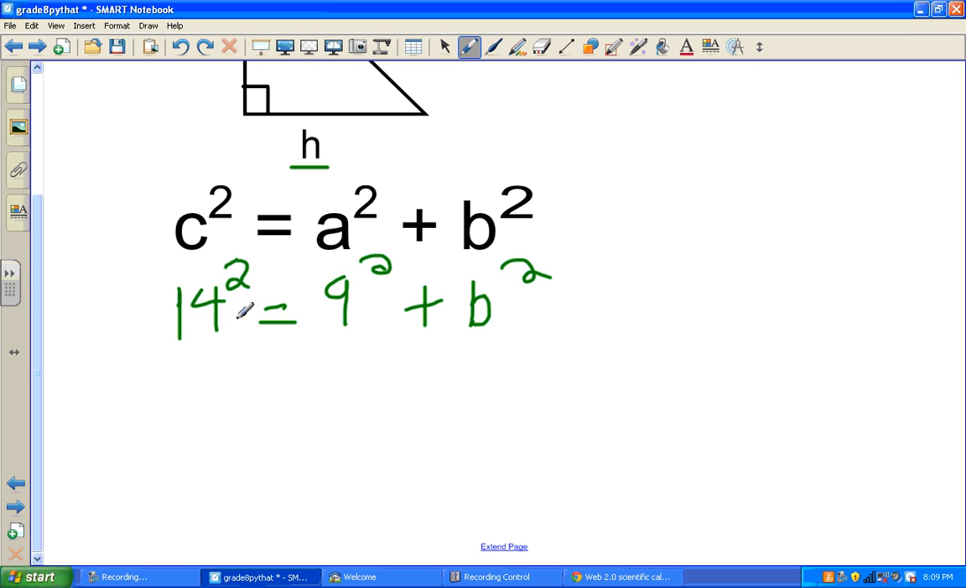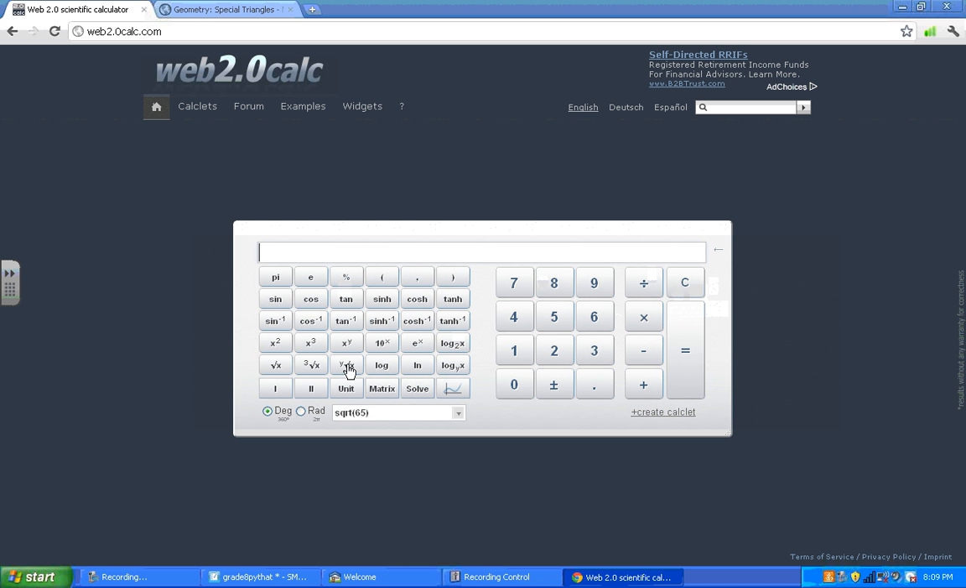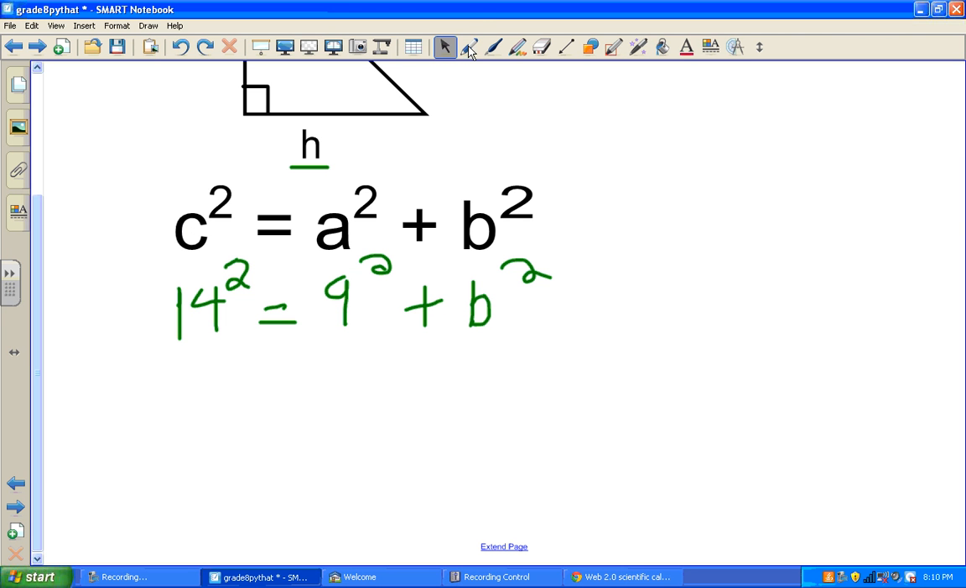So going on down, if I work out 14 squared, I'll need to use the calculator again and do 14 times 14, and the answer is 196. So going back again, I'll fill in 196. I know 9 squared. 9 times 9 is 81. And then I'm left with B squared that I don't know.